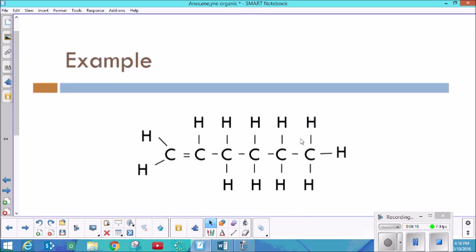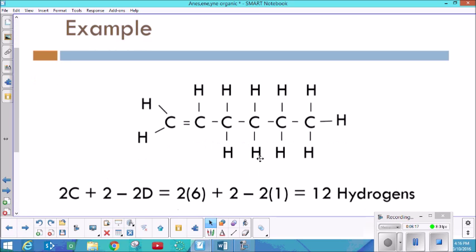So let's look at a diagram here. First of all, let's go through the math of the problem. 1, 2, 3, 4, 5, 6 carbons. So 2 times the number of carbons, 2 times 6. Plus 2, remember those were the ones that were on the end. Then minus 2 times the number of double bonds. There's only one double bond here. That's where this number 1 in the equation is coming from. So there will only be 12 hydrogens here. If there was not a double bond, there would be 14.